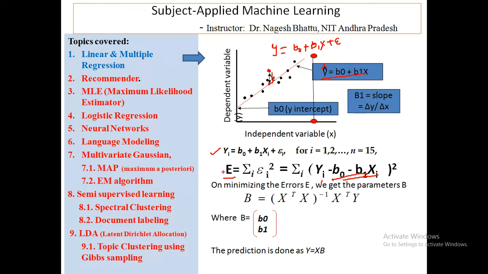So we differentiate this function with respect to parameters and simplify, and we obtain the relation B equals x transpose x inverse x transpose y, where B is the column vector of the parameters. Having the parameters of the model, the prediction of the model can be done as y estimated is equal to x multiplied by B.